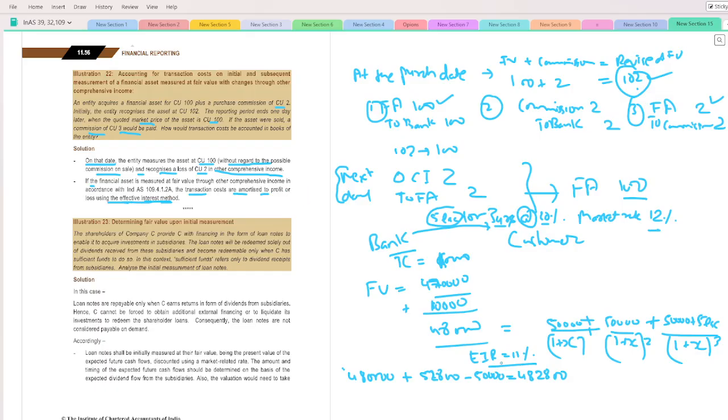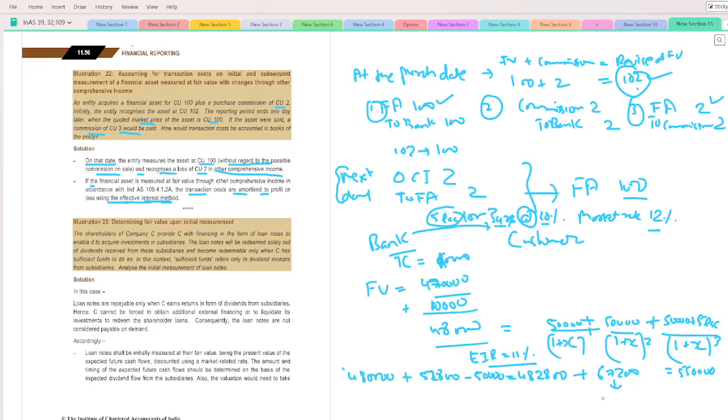Now suppose at the end of the first year your fair value is say 5,50,000. Yes, this time presuming the fair value is 5,50,000. Why? Because your interest rate has gone down. If the interest rate has gone down at the end of the 1 year, your discount rate has gone down, so then the fair value will be higher. The difference, 5,50,000 minus 4,82,800, is coming 67,200.